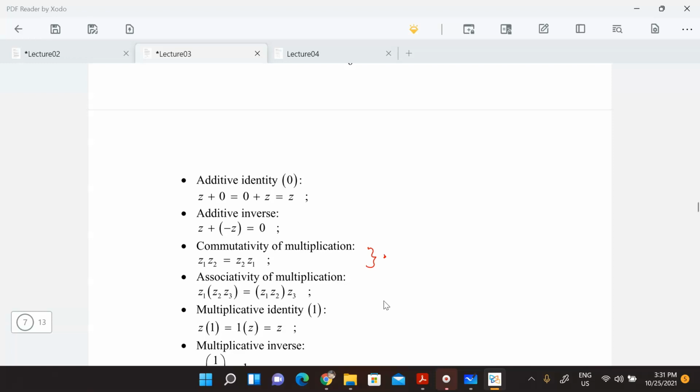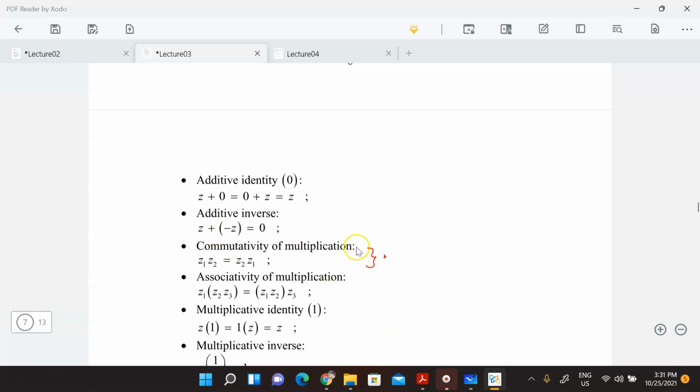Yeah, you have the quaternions, where commutativity fails for multiplication. Okay, but we are not doing quaternions here because you probably learned this at some other place.